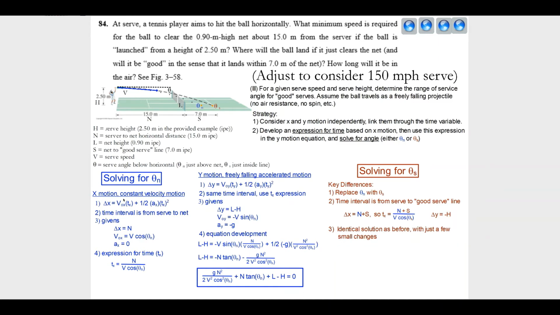We're going to start looking at the motion in the x direction, develop an expression for time, and use that value over here to compute this final equation. And when you do that, you get something that looks very similar. The only difference is that instead of n, we have n plus s, and instead of plus L minus h, we just have negative h. So exact same solution. We went through a lot of effort to develop that here, quite easily done just by considering some new given information. Let's go ahead and take this over to Desmos and see what the solution is for theta sub s.